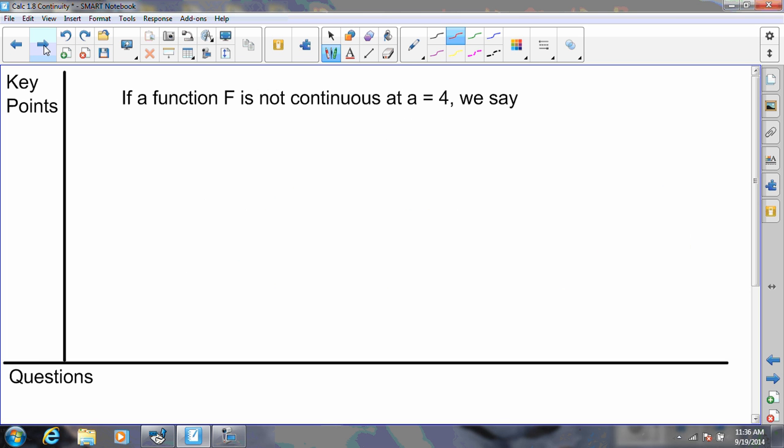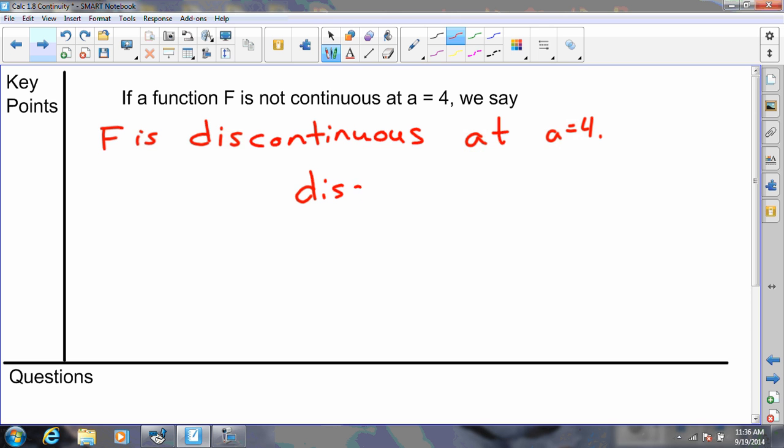So, if it's not continuous, instead of saying not continuous all the time, the terminology that is used is actually discontinuous. It's discontinuous at the a value of 4. Another word that gets used is discontinuity. F has a discontinuity at the a value of 4, or the x value of 4. Just knowing when we encounter the terms discontinuous or discontinuity, we just know it means not continuous.